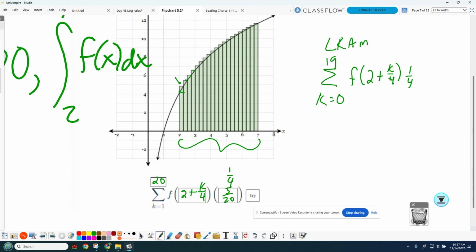Computer science-y? Could you do it with MRAM, or is it only a thing for MRAM? MRAM would just be 2 plus an eighth plus k over 4. You just change the starting value. Correct. Okay.